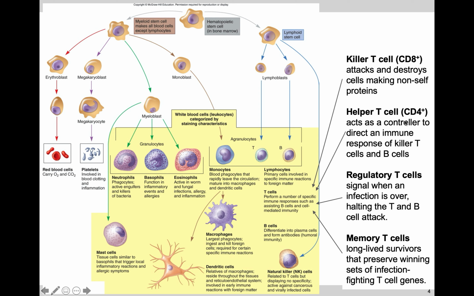Helper T cells are the other ones. And so they have a marker called CD4. And that might sound familiar, right? Do you remember back to HIV? Yeah, I bet you do. HIV uses CD4. So HIV is going after specifically your helper T cells.